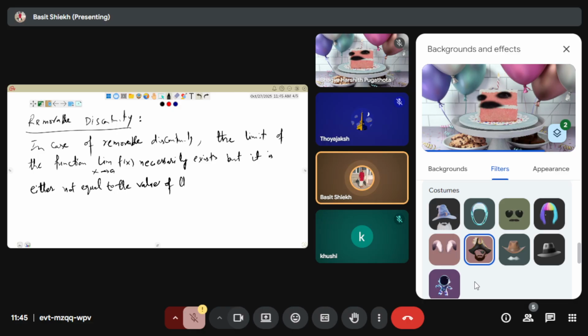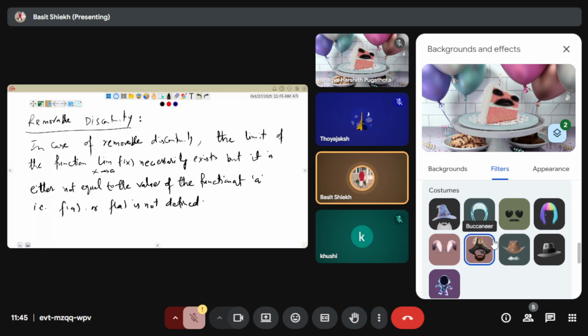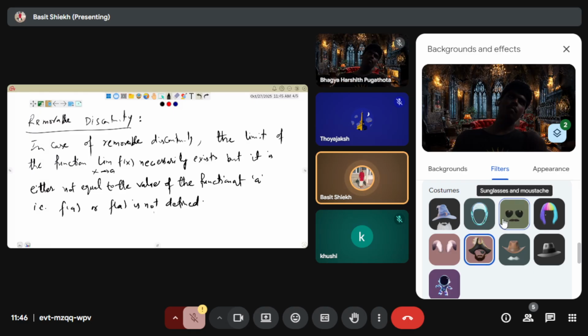We have, in case of removable discontinuity, the limit of the function x going to a f of x necessarily exists. That means left hand limit and right hand limit both exist, but it is either not equal to the value of function at a. That means limit is not equal to the value of function f of a, or f of a is not defined at point a.